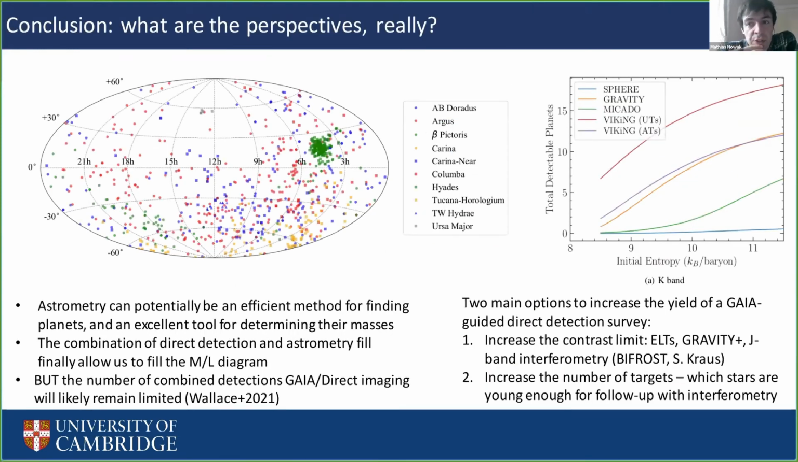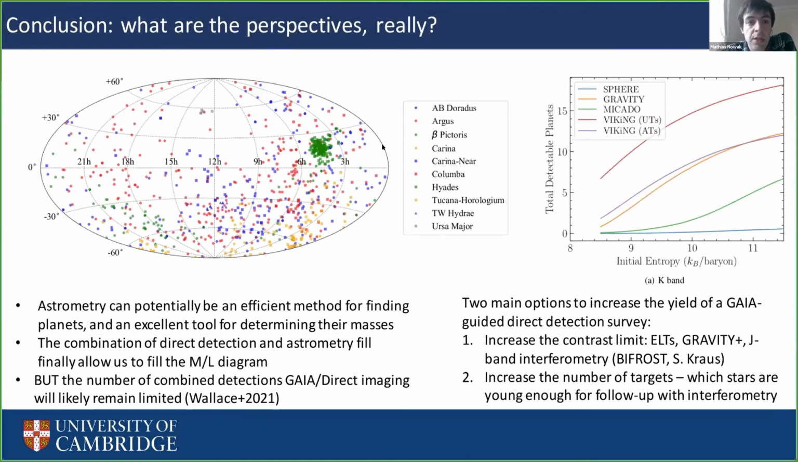Now, this is my last slide. I think one of the big questions which remains is what are the perspectives really for doing something like this? I mean, how many planets can we expect to put in the mass luminosity diagram using a combination like this? And there was a recent study published by Wallace and colleagues trying to answer this question.